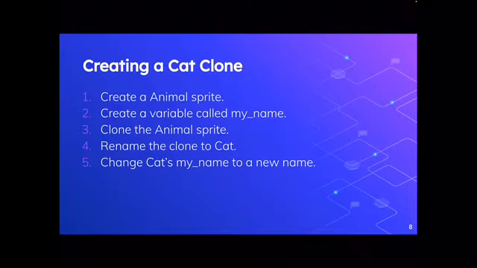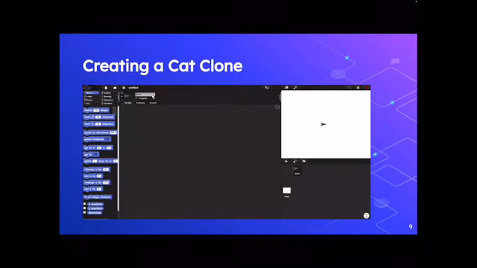Let's try this. If you were going to try this in code, it would be something like creating an animal sprite, creating a variable called myName, cloning the animal sprite, then renaming the clone to maybe cat, and then changing cat's myName to a new name. By doing this, my name for the cat is different than my name for the animal. Here we can see this being animated.